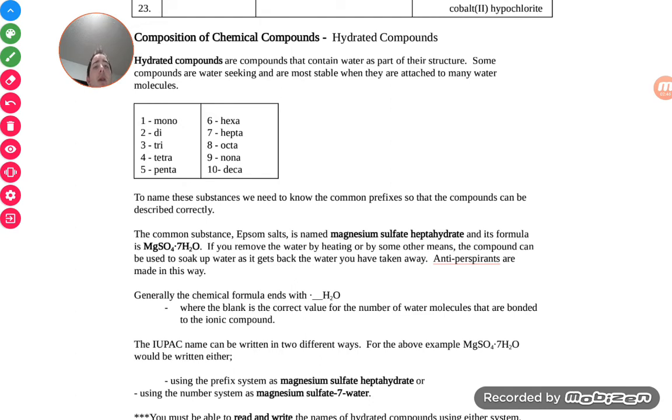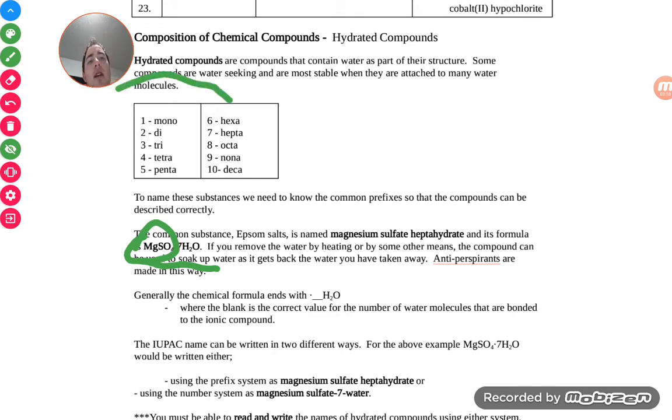So also ionic compounds could attach themselves to water molecules, basically is what's happening. And you'll see here the example that they're giving right here. It's the same one. So it's magnesium sulfate heptahydrate is what the name of this is. Basically use the same rules to name the first part of it as your ionic compounds. So that becomes magnesium sulfate.